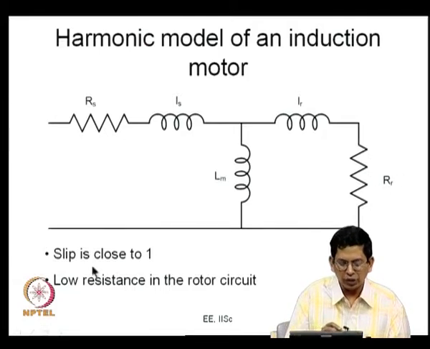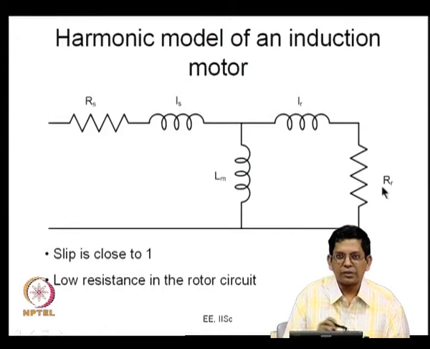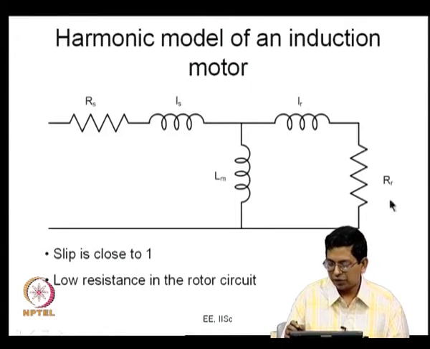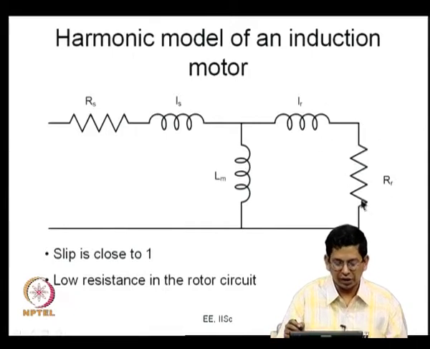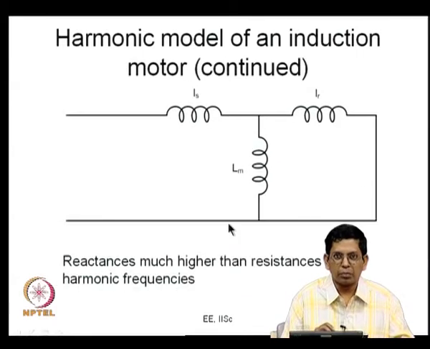This S is usually a small number for the fundamental component, and therefore, RR by S will be very big. On the other hand, here RR by S is very small. So, what you have is a small rotor resistance in series with the leakage inductance, and that comes in parallel with the magnetizing inductance. The impedance of the rotor circuit is much lower than that of the magnetizing inductance.